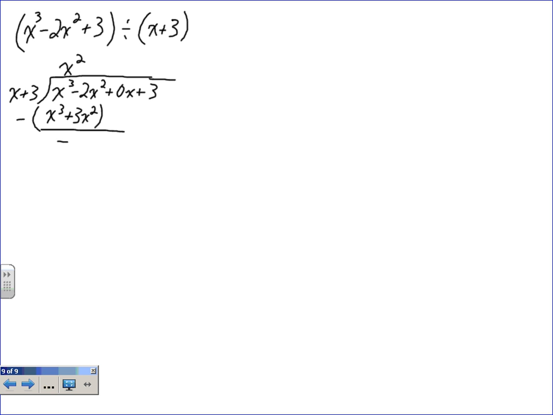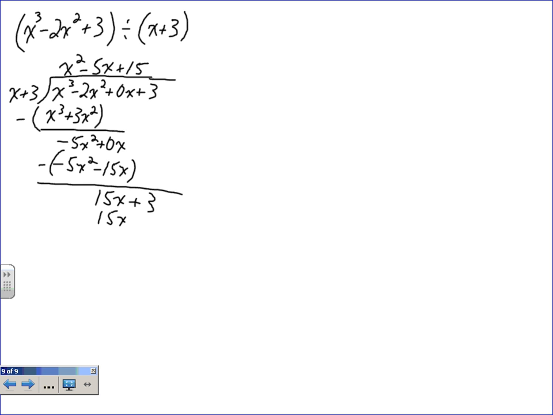The x cubes will cancel. I have negative 5x squared. Bring down the 0x. I have to multiply x by negative 5x. Negative 5x times x is negative 5x squared. Negative 5x times 3 is a negative 15x. And I subtract. And the 5x squares cancel. 0x minus a negative 15x is 15x. And I'll bring down the last term of 3. What do I have to multiply x by to get 15x? 15 times x is 15x. And 15 times 3 is 45. And I subtract. Please use parentheses. And 3 minus 45 is negative 42.